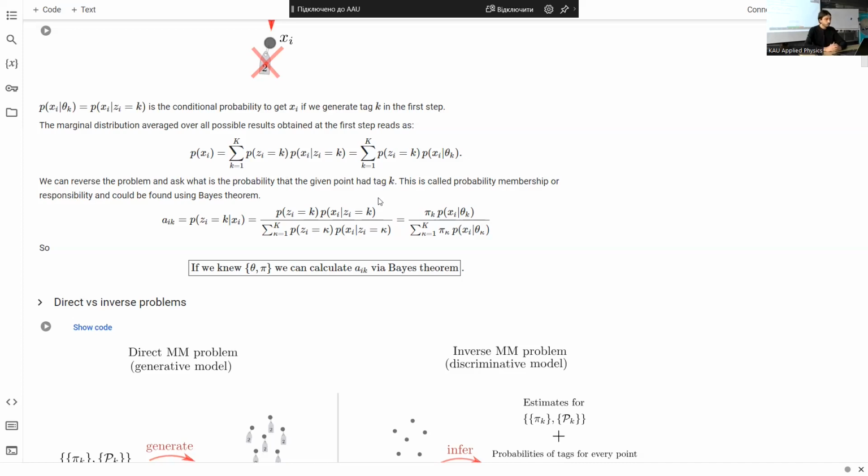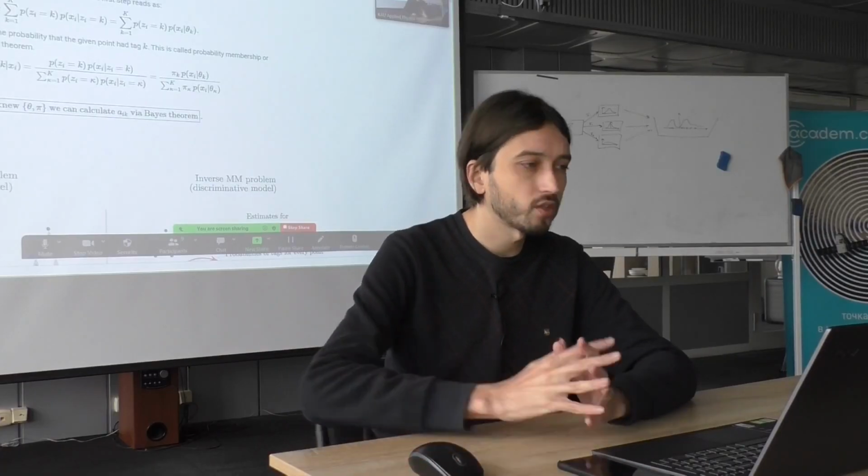We can reverse the problem and ask what is the probability that a given point had a tag k. This is called probability of membership, or responsibility, and could be found using Bayes' theorem. Here is an expression. So this is a_ik. This a_ik is very similar to the a_ik that we had in the k-means method. But if you remember, what was the meaning of this parameter a_ik when we were considering k-means? Can you recall something from that lecture?